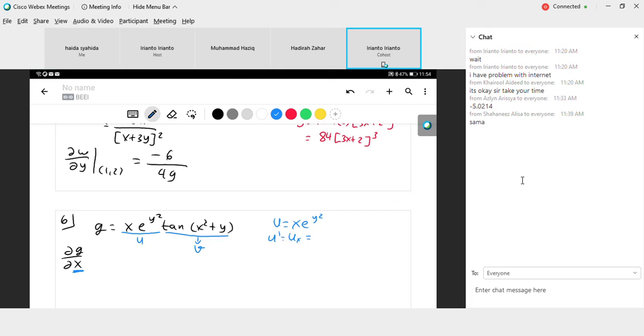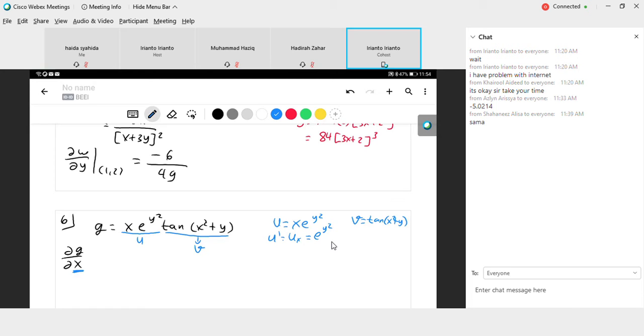No, e^(y²) only. Not 1. Look at this e^(y²), it is a constant. Okay, v equals tangent of (x² + y).